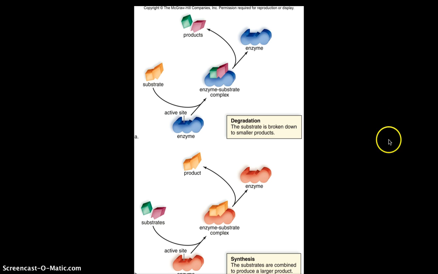Here we have two different ways enzymes work. They can either degrade molecules, meaning here's the substrate, it fits into the active site of the enzyme, then the enzyme breaks it into two different pieces and the enzyme leaves unchanged, or we can have a synthesis enzyme. So we have two substrates that bind to the active site of the enzyme, which binds them together, so now we have one product, and the enzyme again leaves unchanged.